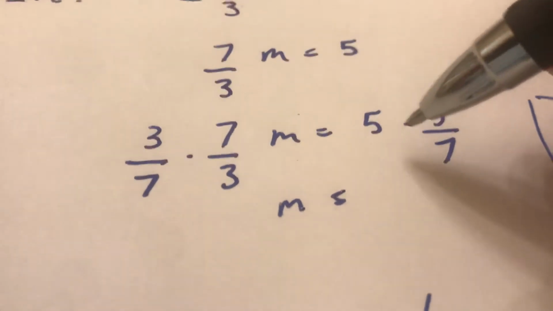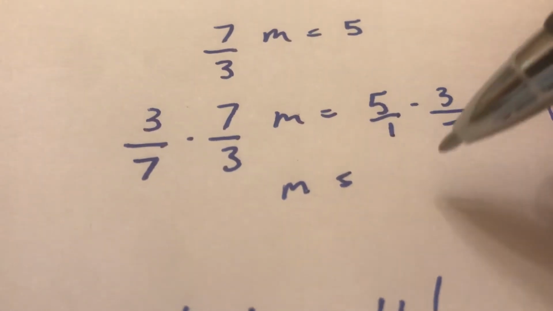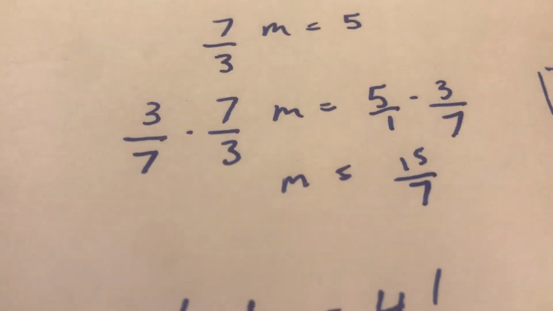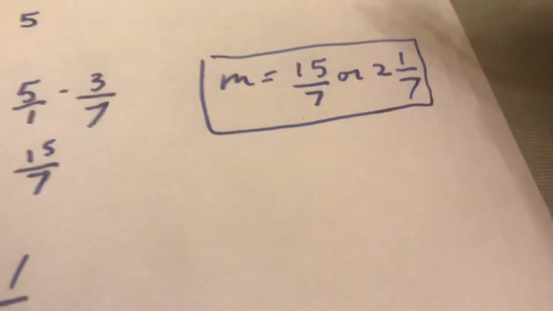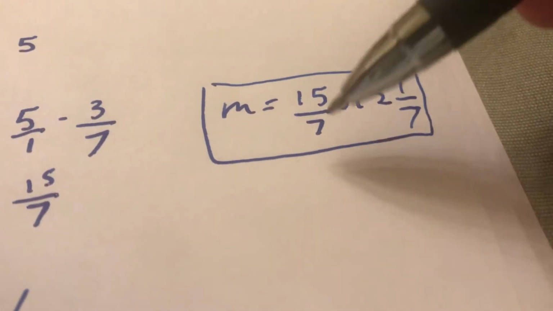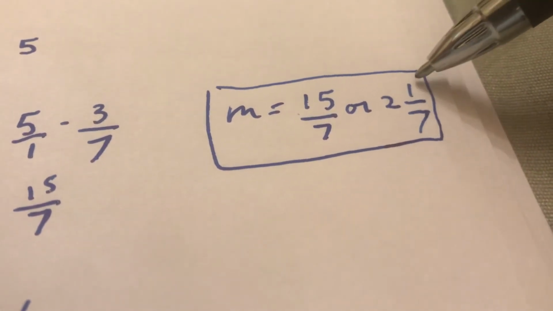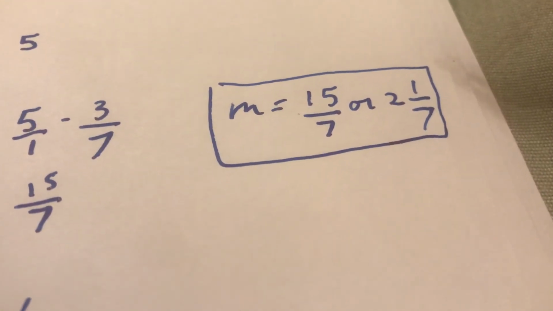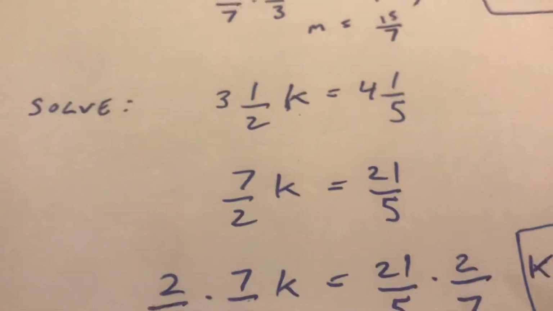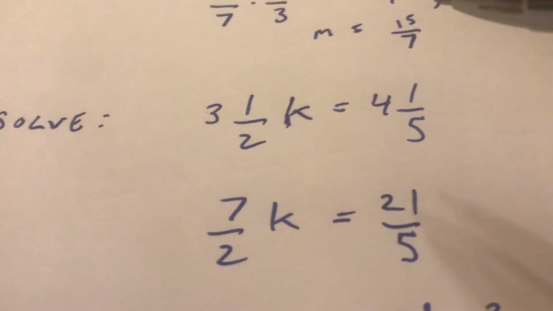And here, I could do 5 over 1, and then I just multiply top times top, bottom times bottom, 15 over 7. So the answer is m equals 15/7. Or you could write it as a mixed number. Divide 7 into 15. It goes twice. You have a remainder of 1/7. 15/7 equals 2 1/7. The second example is solve 3 1/2 k equals 4 1/5.